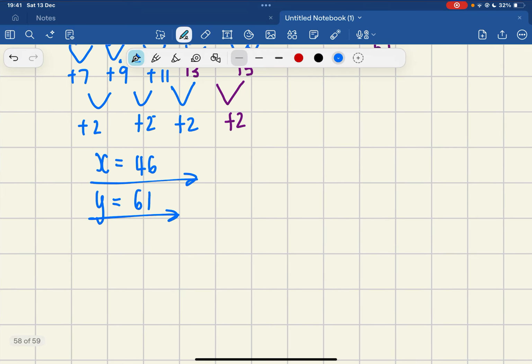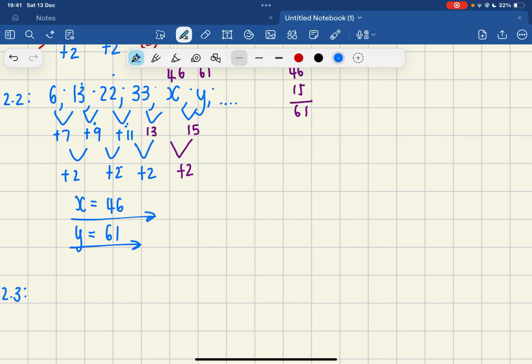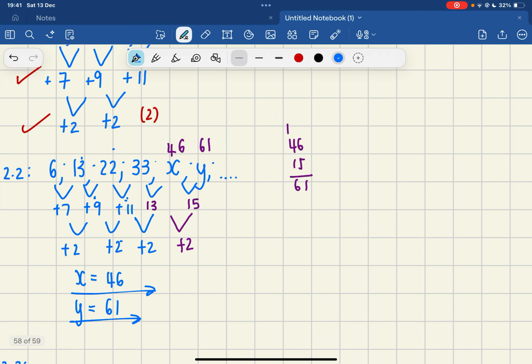That being said, let's move on to question 2.3. 2.3 will help us determine whether what we're saying makes sense. Let's quickly check if our answers make sense for question 2.2. 46 minus 33 gives us 13, right? Perfect, makes sense. Now, 61 minus 46 gives us 15, perfect. And it shows that we're adding 2 to each and every term.